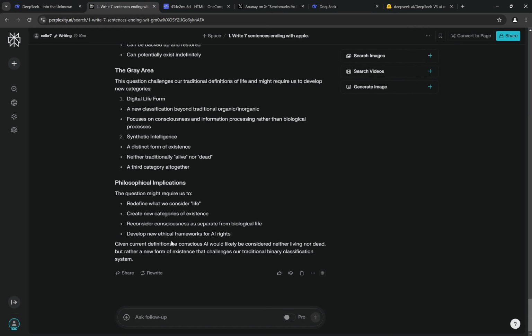Here in Claude, given the current definition, a conscious AI would likely be considered neither living nor dead, but rather a new form of existence that challenges our traditional binary classification system. So what Claude is trying to say is that it is a completely different category. Not a carbon-based life form, it can be a silicon-based life form, but the definition of life in itself changes.